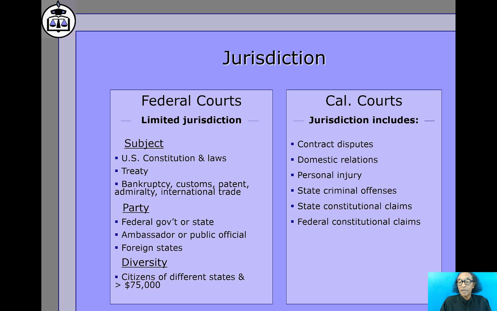In California courts, of course, the jurisdiction covers a lot of things. We will see later in the second supplemental lecture. But any issues involving business contracts, domestic relations, family law, personal injury, state criminal offenses, state constitutional claims, and even some federal constitutional claims can be prosecuted in state tribunals. For instance, in a state criminal case, a defendant alleging that his or her right against self-incrimination under the federal constitution has been violated, the state court can also adjudicate that.